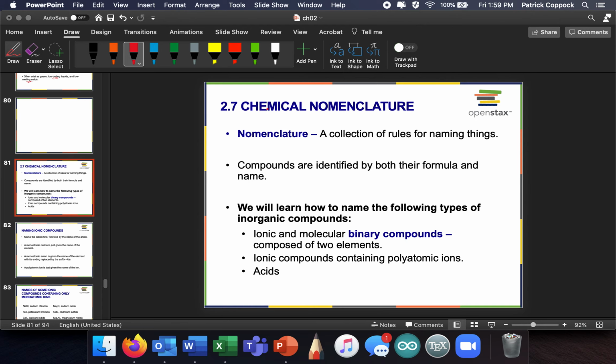All right, so we're going to talk about naming compounds now, and we're going to name inorganic compounds. All we're going to name is inorganic compounds, and it's a lot.